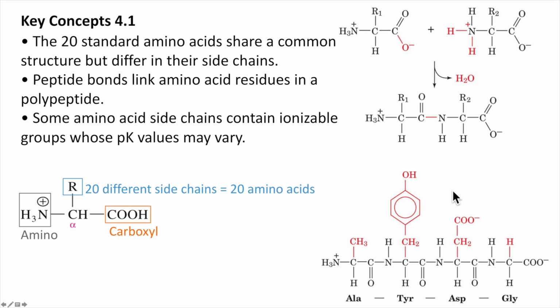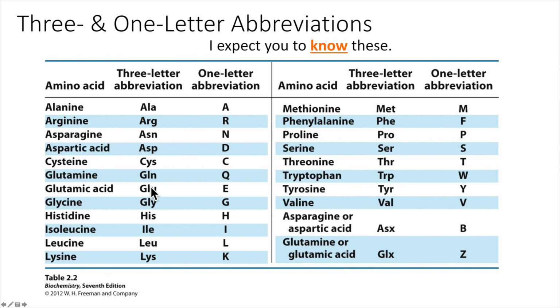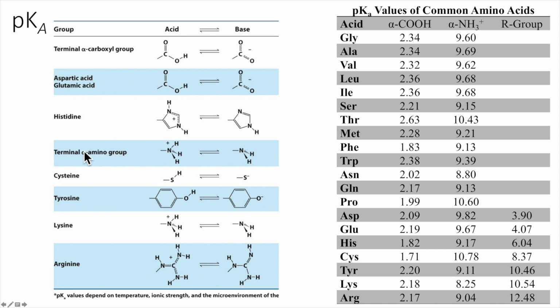If we look at this representation of this peptide, we can shorthand it as alanine, tyrosine, aspartic acid, and glycine. I expect you, through the course of the semester, to know the abbreviations for all 20 amino acids, and we'll work on them in groups as we need to. When you see these on a test, on a quiz, on homework, you need to be able to understand which amino acid it is.